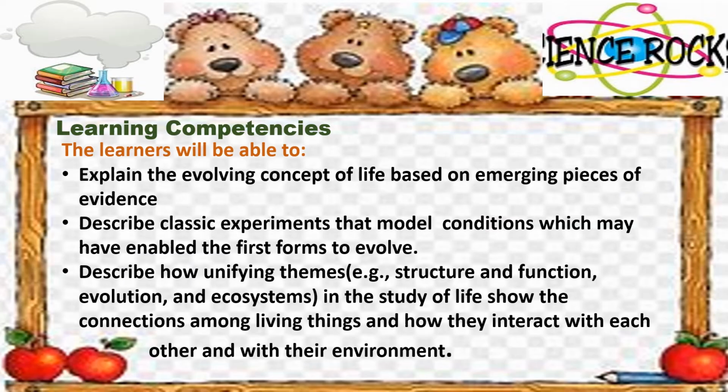Okay. First, we have to read our learning competencies for this lesson. The learners should be able to explain the evolving concept of life based on emerging pieces of evidence, describe classic experiments that model conditions which may have enabled the first life forms to evolve, and describe how unifying themes, for example structure and function, evolution, and ecosystem, in the study of life show the connection among living things and how they interact with each other and with the environment.